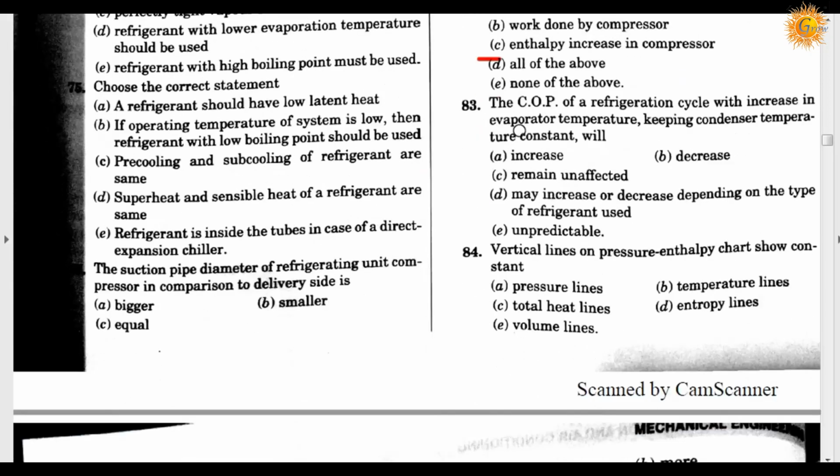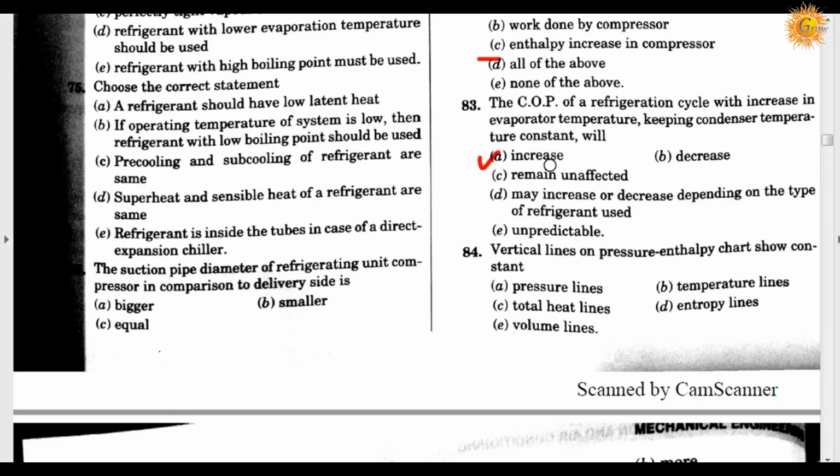Question 83. COP of a refrigeration cycle with increase in evaporator temperature, keeping condenser temperature constant, will: option A, increase, option B, decrease, option C, remain unaffected, option D, may increase or decrease depending on the type of refrigerant used, option E, unpredictable. So the correct answer is A, it will increase.